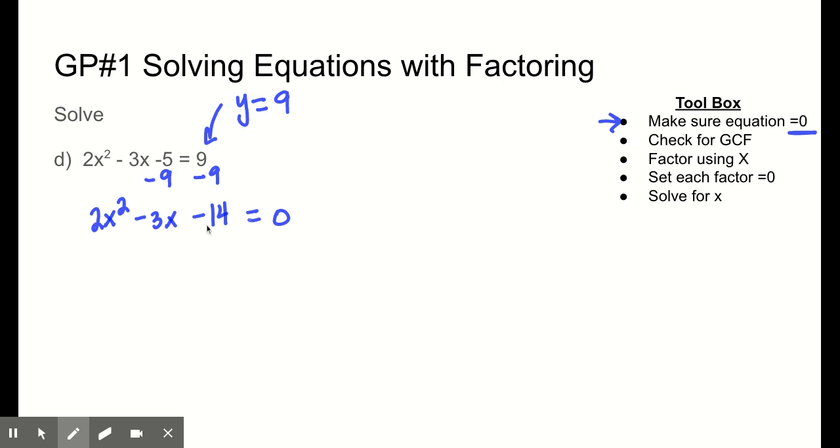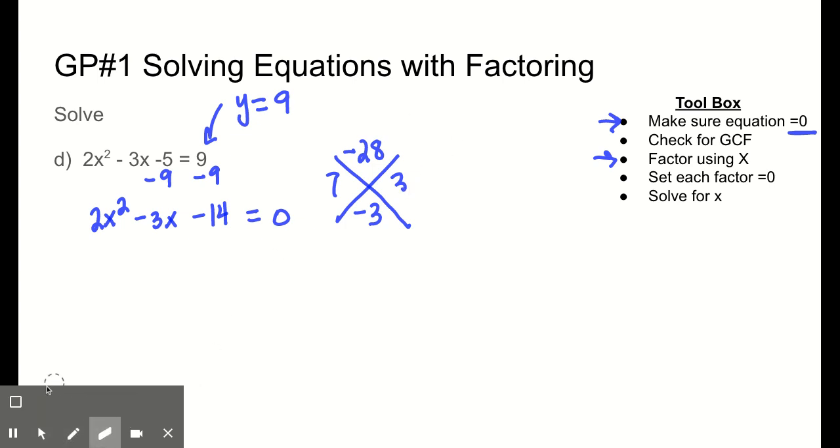We want to check for a GCF. 2, 3, and 14 do not have any common factors, so there's nothing there. So here we will now factor using the x. 2 times negative 14 gives us negative 28, and our b value is negative 3. Factors of 28 that add up to 3, or in this case subtract to 3, are going to be 7 and 4. Multiplying to get a negative, one of our numbers must be negative. We're adding to get a negative, therefore our larger number must be negative.